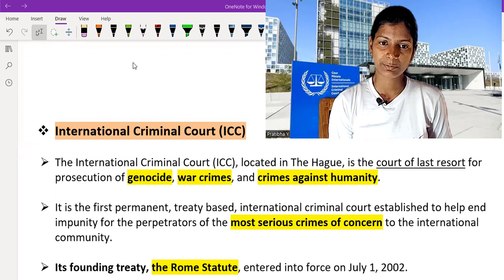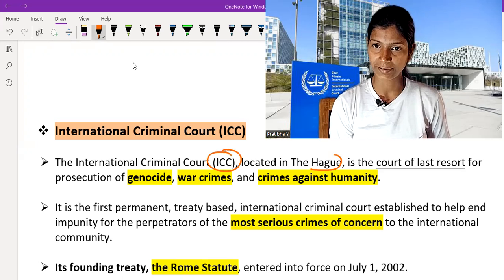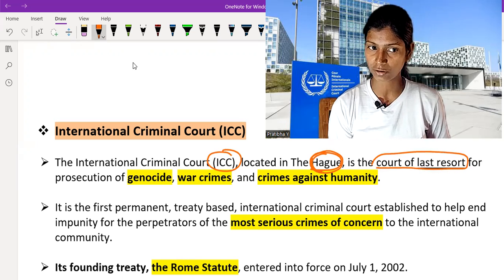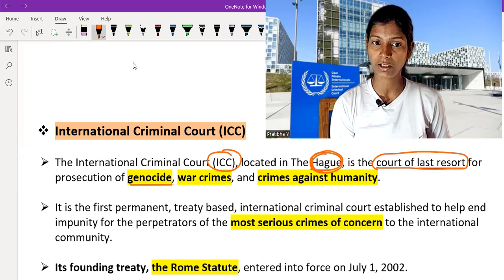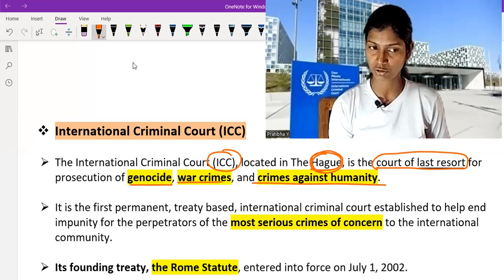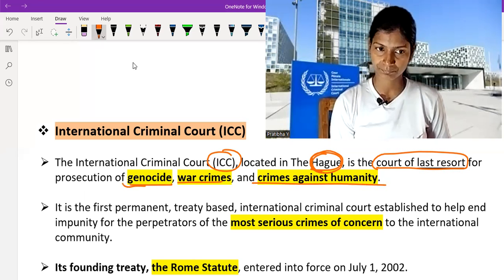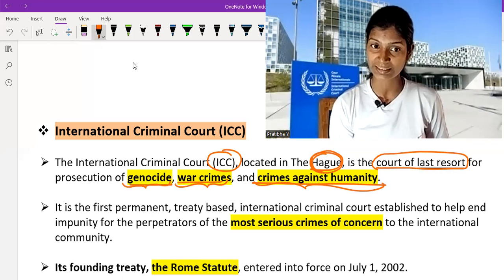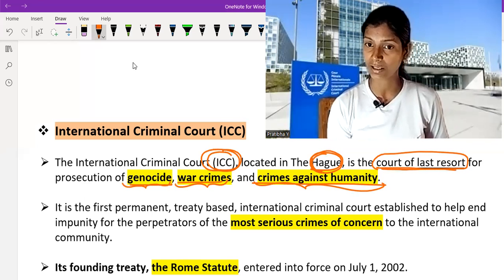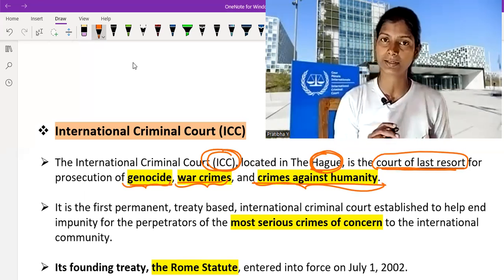So International Criminal Court is located in Hague, Netherlands. It is the court of last resort for prosecution of genocide, war crimes, and crime against humanity. So you can say for genocide, for war crimes, and for crime against humanity, ICC is the court of last resort, and it is situated in Hague.